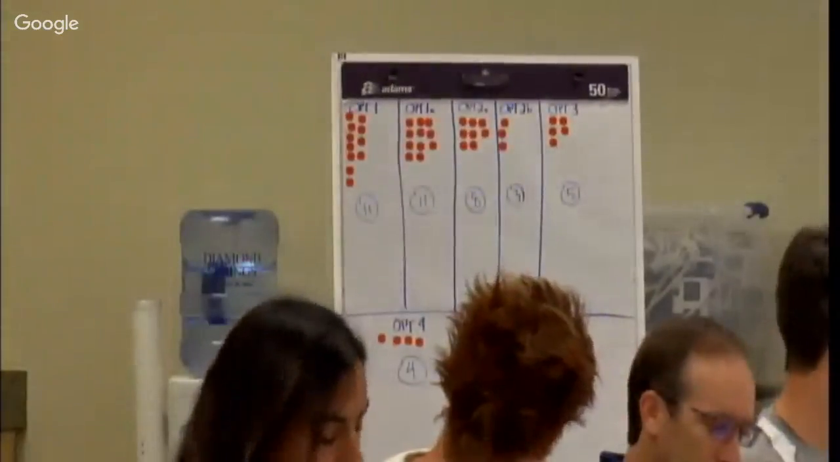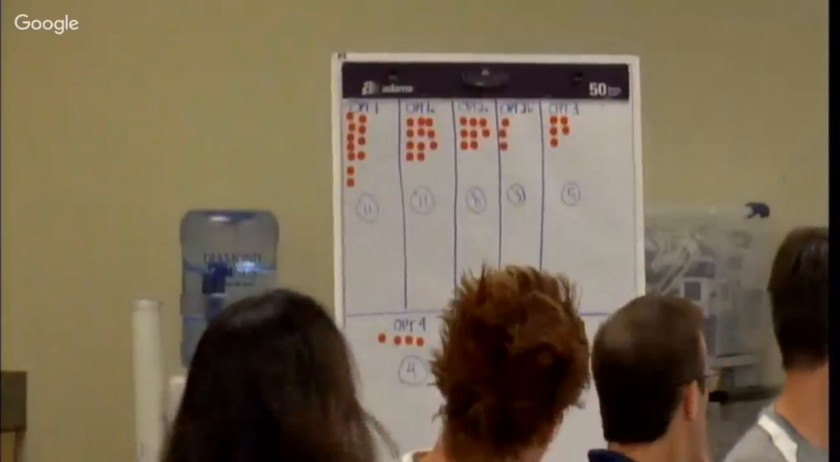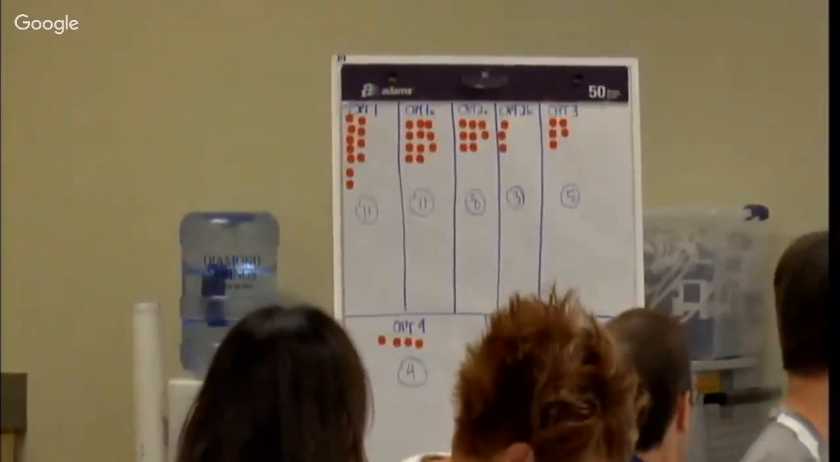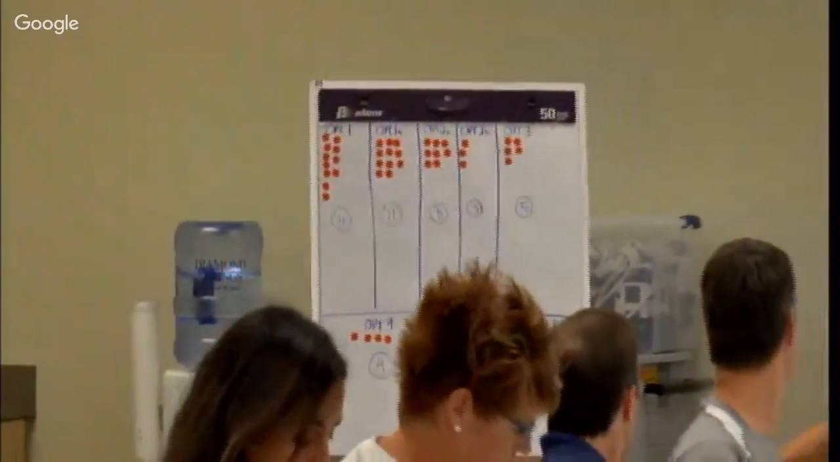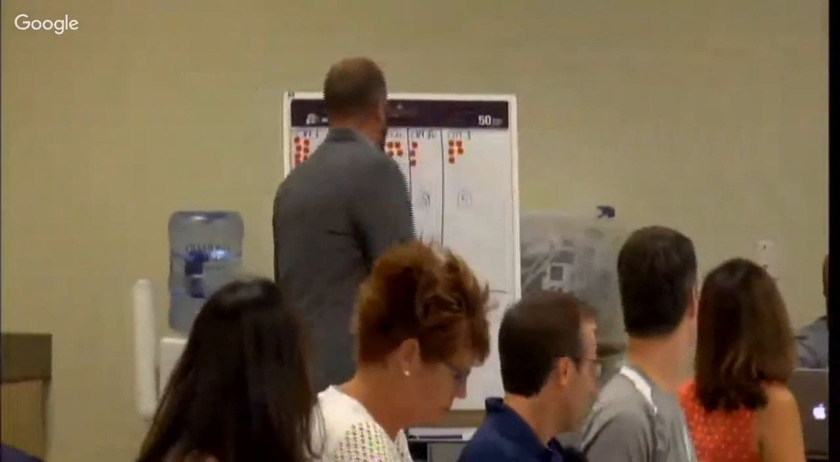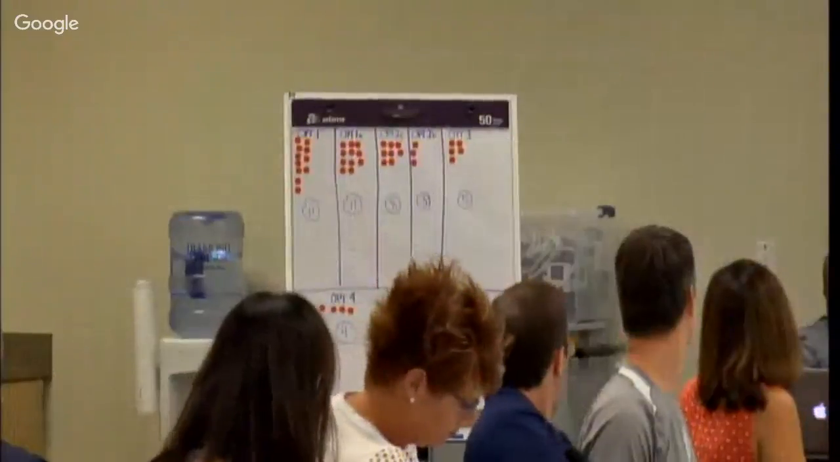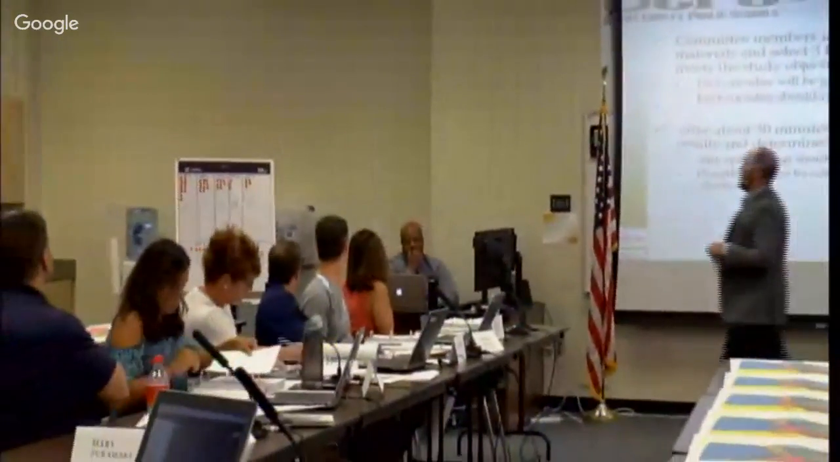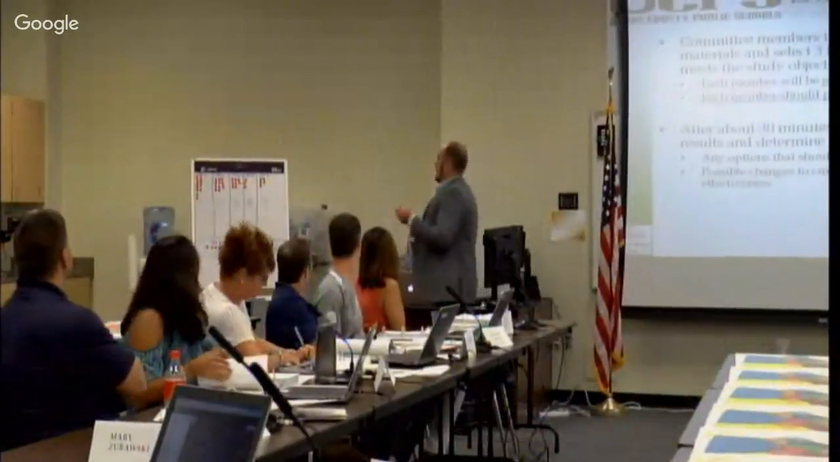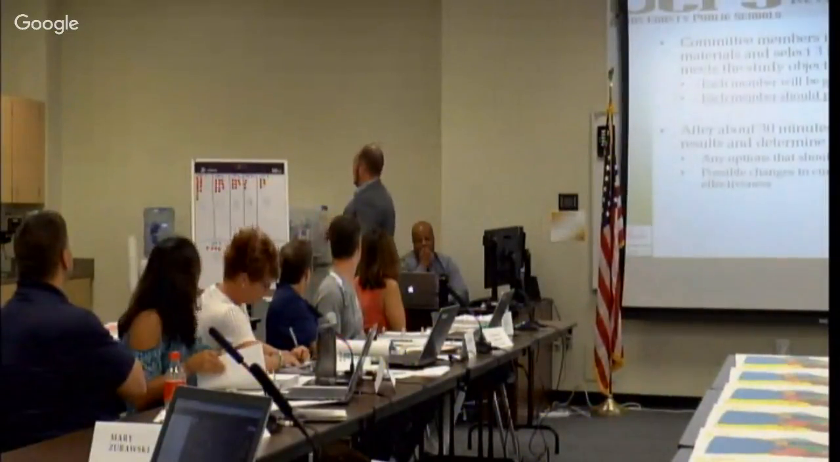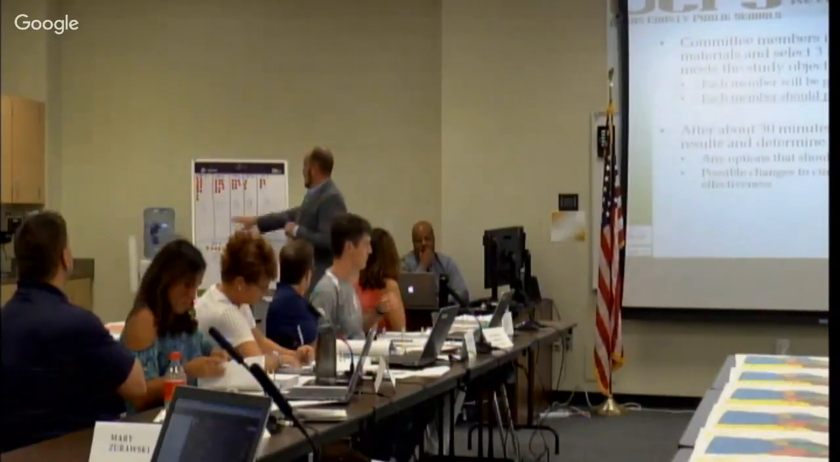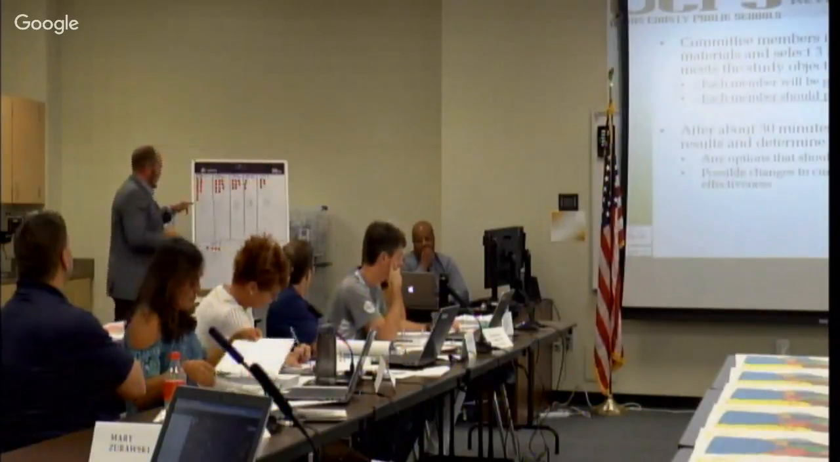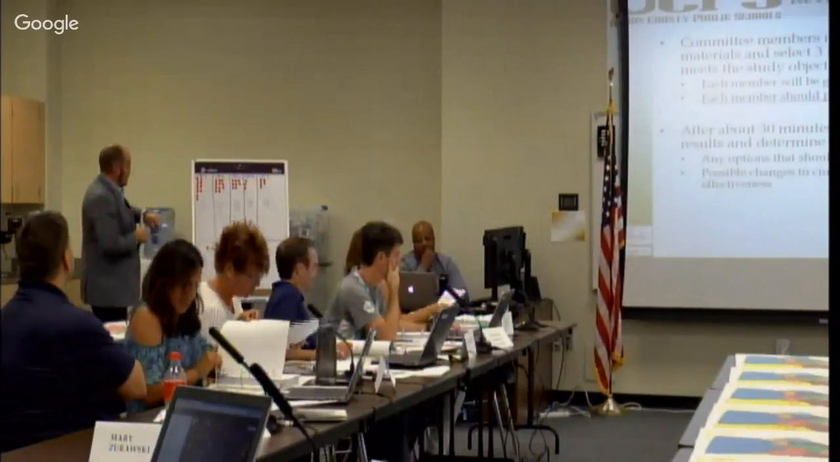Okay, so I've tallied the totals here, and you could see that there are dots on all of the options, which indicates that there are some parts of every option that some committee members feel may be unfavorable. And so what I'd like to do is start at the top. Option 1 has 11 total stickers.